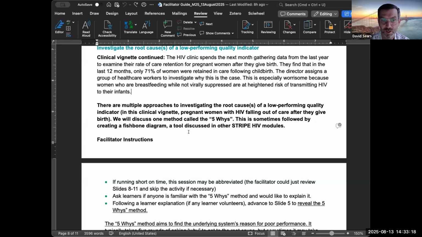So maybe it's related to concern about HIV medications when breastfeeding. And so then why is that? Why are women concerned? Maybe they're not getting good sources of information in the antenatal period. Maybe there are rumors circulating in the community. Maybe they're aware of somebody who might have had a bad reaction to HIV medications. And so we keep asking why until we try to get down into the root cause.